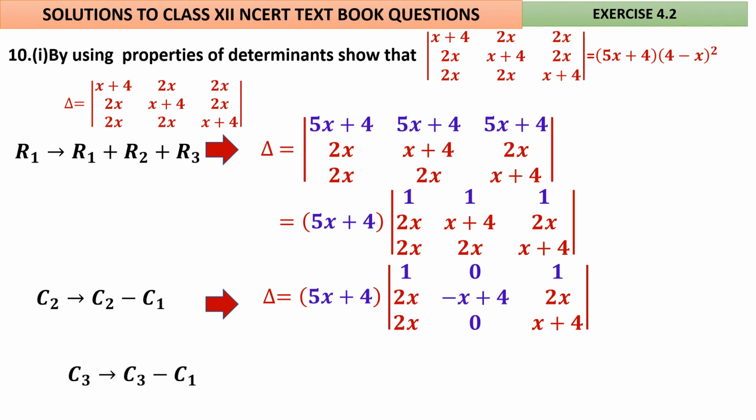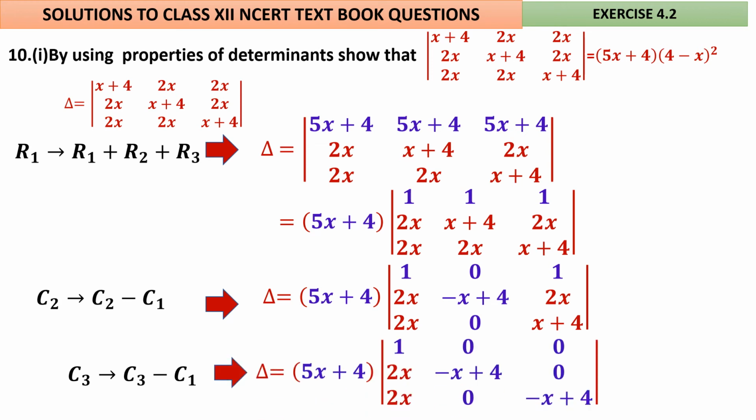Once again I want to make the 1 in the first row, third column, as 0. Therefore 1 minus 1, then 2x minus 2x is once again 0, then x plus 4 minus 2x is minus x plus 4. Therefore so many zeros are there. Now here you can expand it to get the final result. Or the other way of doing this problem is you can take 4 minus x outside from the second column and the third column also. You can do it after expansion. Both are actually one and the same and will give the same answer.